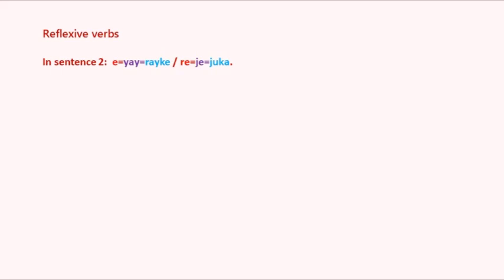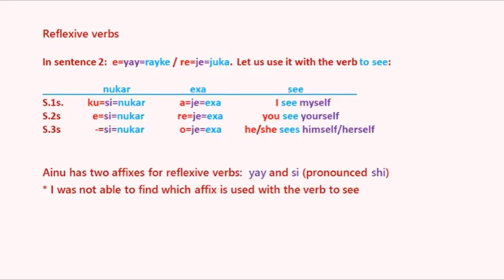In sentence 2, we saw eyairaike, rejejuka, you kill yourself. Yai, je is the affix to show reflexive form, and let's inflect it with another verb, the verb to see. Ainu has 2 affixes for reflexive verbs, yai and shi. I was not able to find which one is used with the verb to see. If anyone knows, please let me know in the comments.